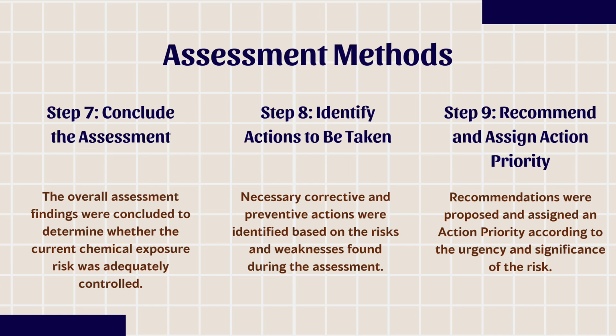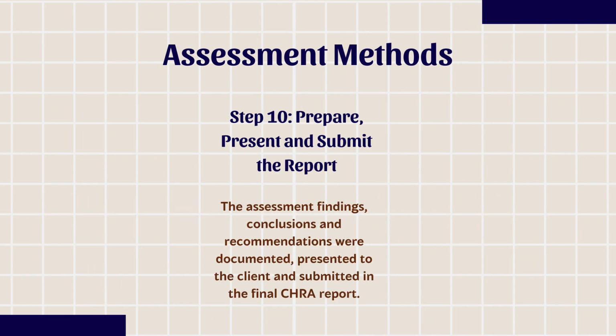The ninth step was to provide recommendations and assign an action priority. Each recommendation was prioritized according to the urgency and significance of the identified risks. High priority actions should be implemented first because they involve more serious risks or more significant weaknesses in the existing controls.